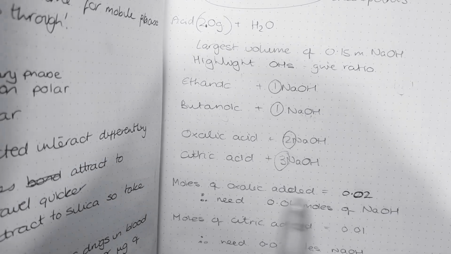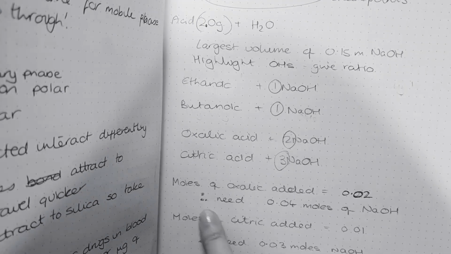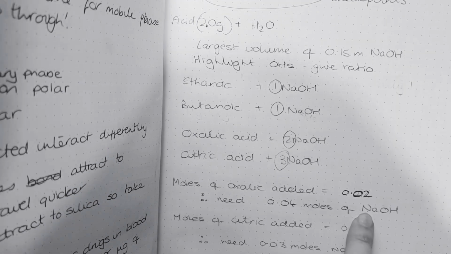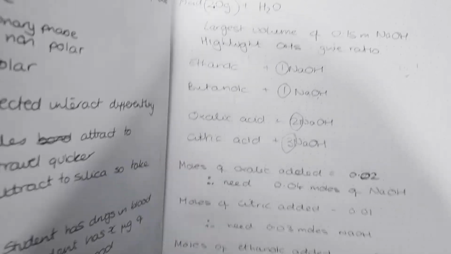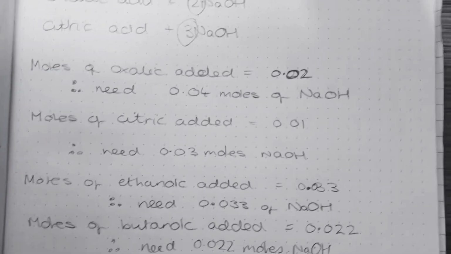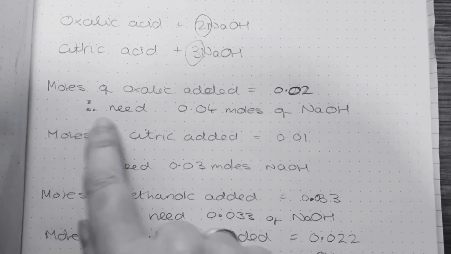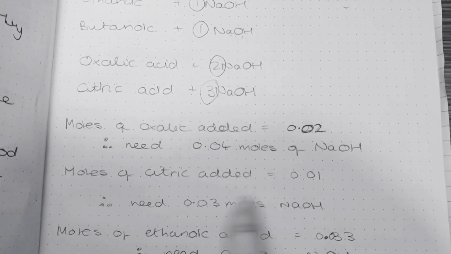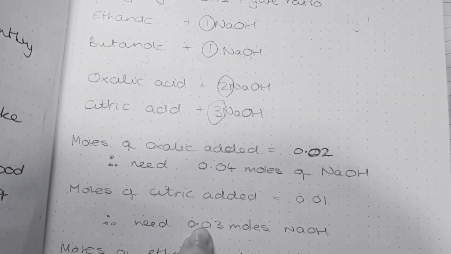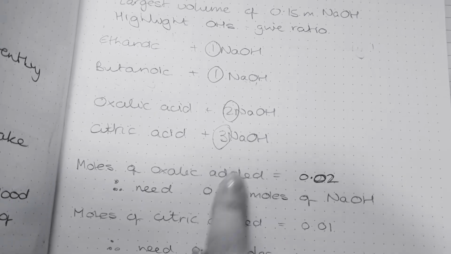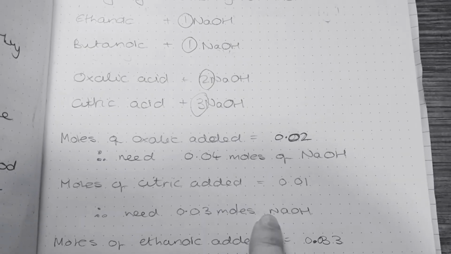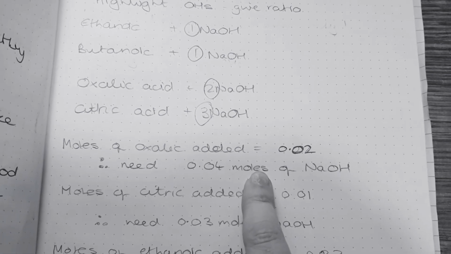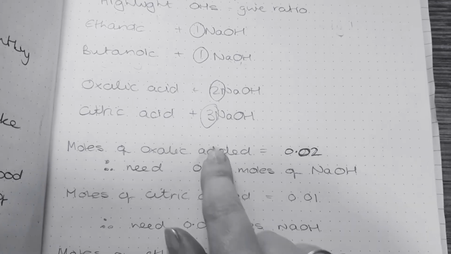So for the oxalic acid, I have 0.02, but because of my ratio, I need 0.04 moles of NaOH. My moles of citric acid, 0.01. So that's the mass divided by molar mass. And so, because it's my 1 to 3, 0.03 moles of NaOH. So this one's in the win. This one's in the leads. This is where I need the most so far.